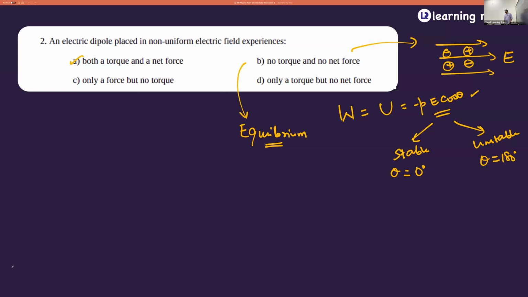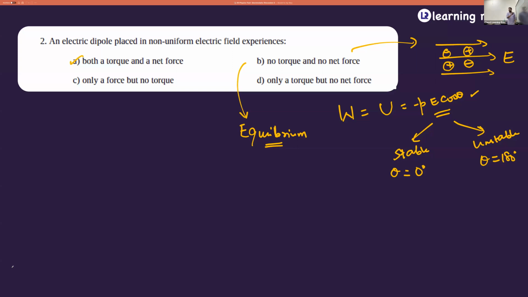When you place it in uniform electric field, what exactly happens? Is it this scenario? When you place a dipole in uniform electric field other than 0 degrees and 180 degrees, what would happen? There will be torque but no force. That is the answer for the fourth one. So this will not occur at all. You cannot create a scenario like this.